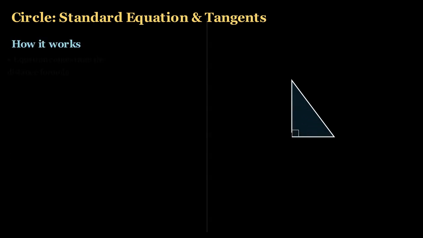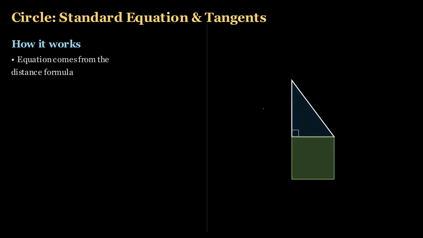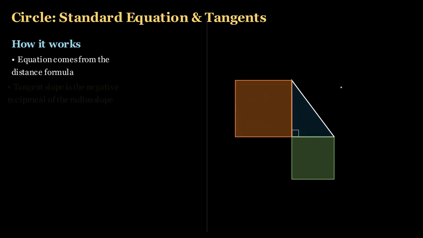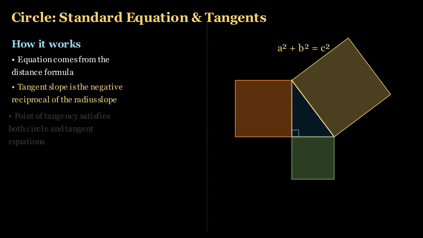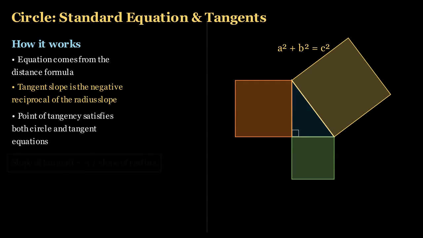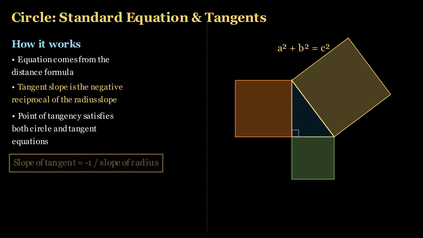Now, for a tangent. Pick a point on the circle. Draw the radius from the center to that point. The radius has a certain slope, which is the change in y over the change in x. The tangent line at that point is perpendicular to the radius. So, its slope is the negative reciprocal of the radius's slope. If the radius slope is m, the tangent slope is negative 1 over m. The tangent line's equation can then be written using the point-slope form we already know, using the point of tangency and this perpendicular slope.